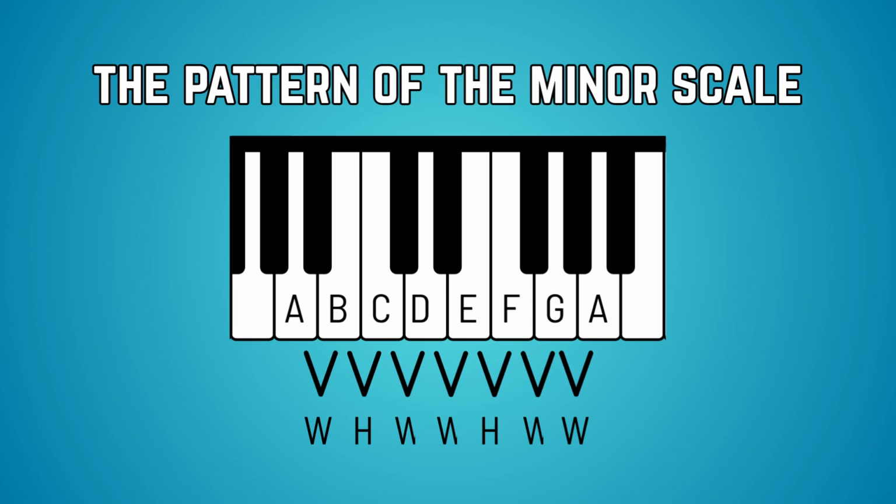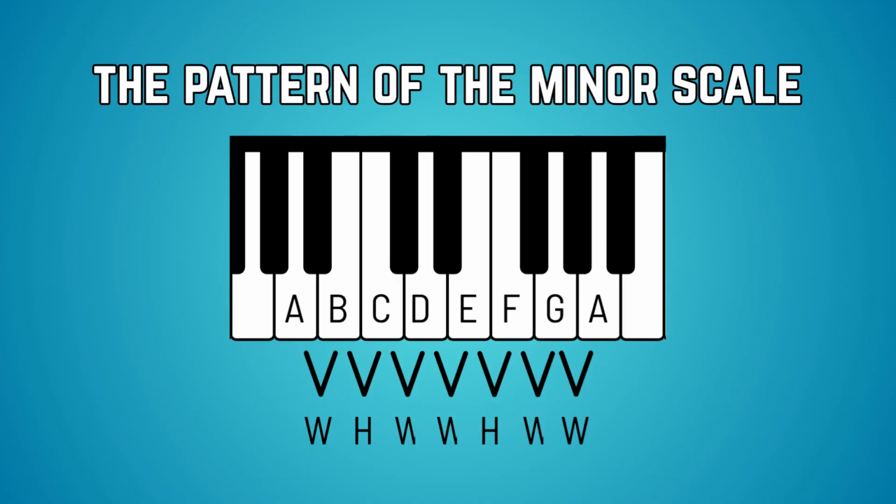Remember that a half step moves from one key to the very next key on the piano. A whole step is equal to two half steps. On the keyboard, this means that there is one key between your starting note and your destination note. Let's apply the natural minor pattern to the A minor scale.